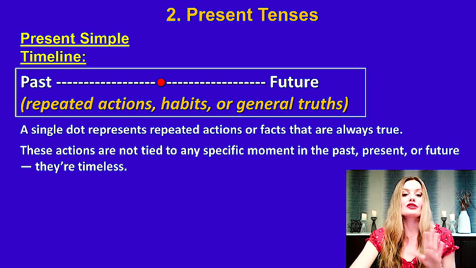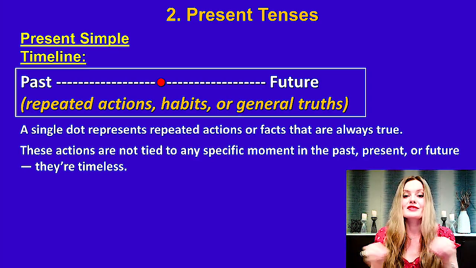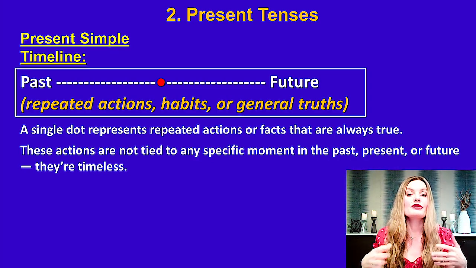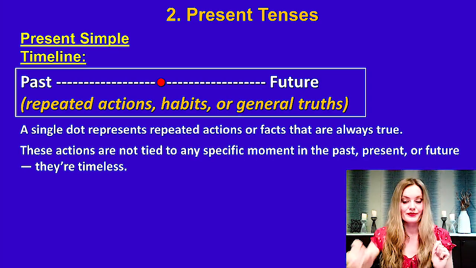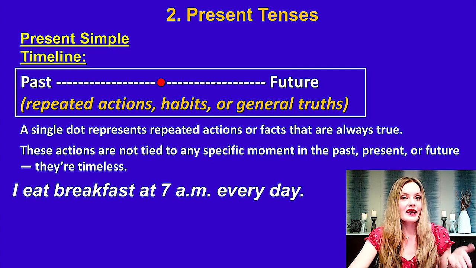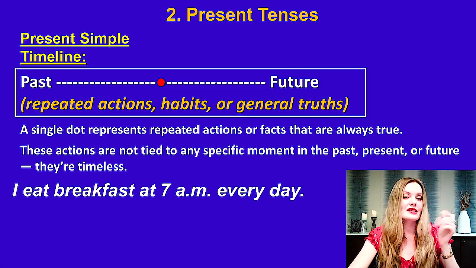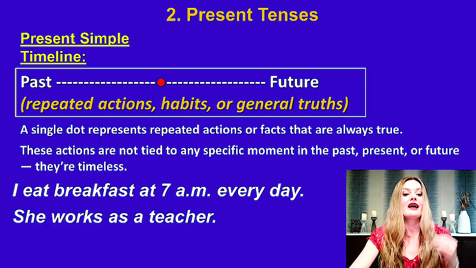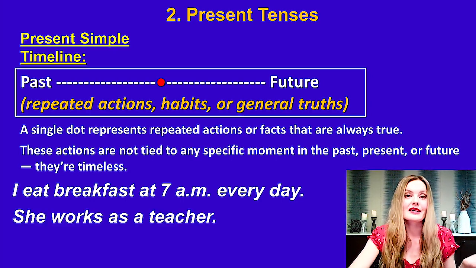These actions are not tied to any specific moment in the past, present, or future. They're timeless. Okay? They're just repeated actions, habits, or general truth. For example, I eat breakfast at 7 a.m. every day. I do it every day. It's a repeated action. She works as a teacher. It's a fact.